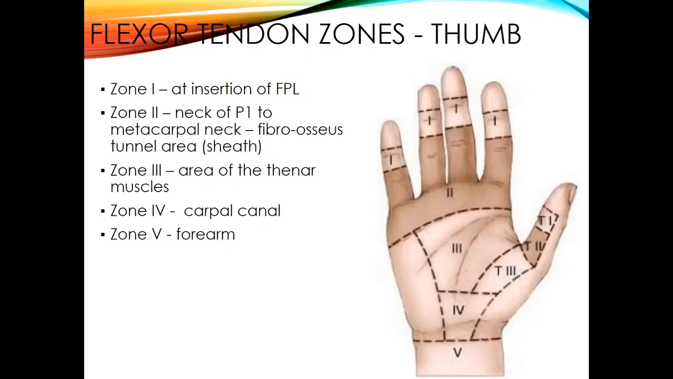In the thumb, the zones are slightly different. So you have zone T1, T2, and T3. T1 is at the insertion of FPL. Zone 2 is from the neck of the proximal phalanx to the metacarpal neck, where you've got the flexor tendon sheath and the oblique pulley there. Zone 3 is deep to the thenar muscles, and then zone 4 and 5 are the same as with the other digits.